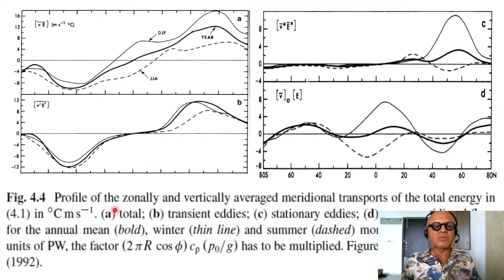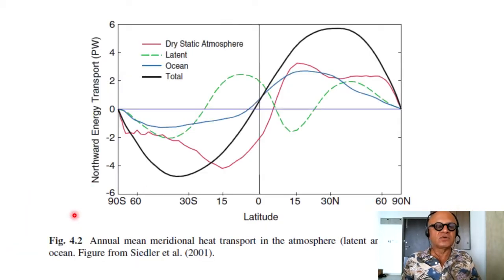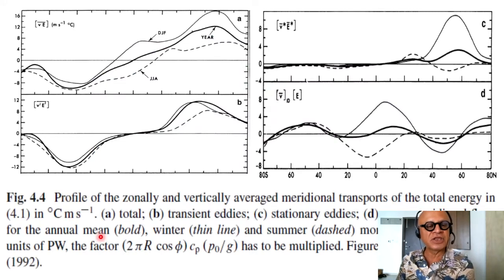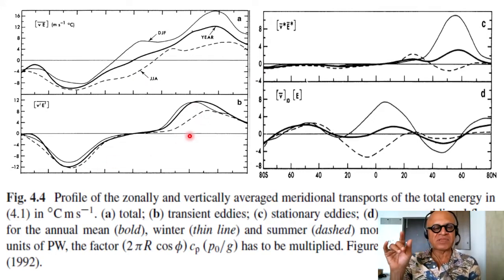So looking now at the profile of zonally and vertically averaged meridional transports of the total energy that we looked at here. Oops, let me not go back. In degrees centigrade per meter per second, so we are just putting it in terms of V prime E and V bar E and so on. This is the total here for the annual mean and for boreal winter and summer. In B, we are looking at the transient eddies, so the V prime T prime terms zonally and vertically averaged.